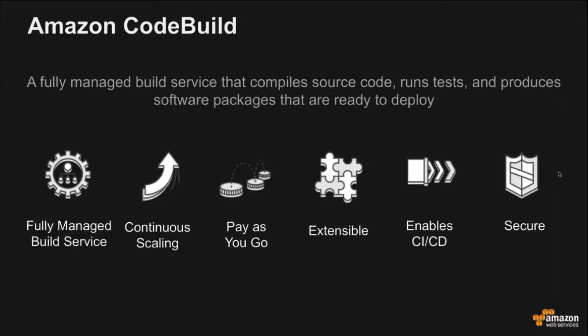And finally, it's secure. We work hard here at Amazon in order to ensure the security of the platform. We see security as job zero. So your build artifacts are encrypted with customer-specific keys that are managed by the AWS Key Management Service. CodeBuild is also integrated with the AWS Identity and Access Management service, so you can assign user-specific permissions to your build projects.